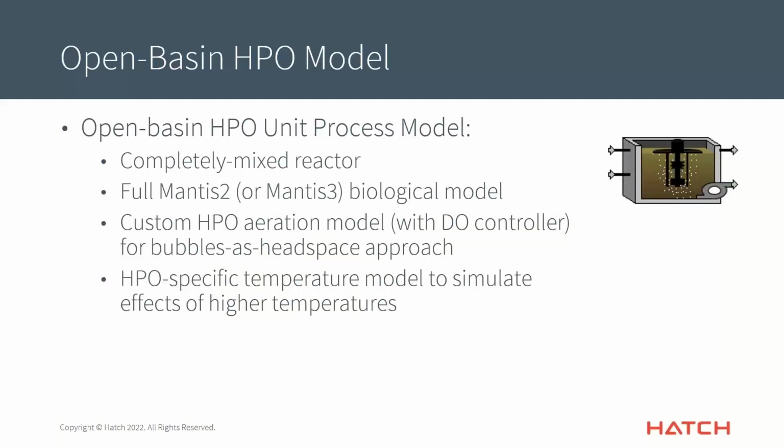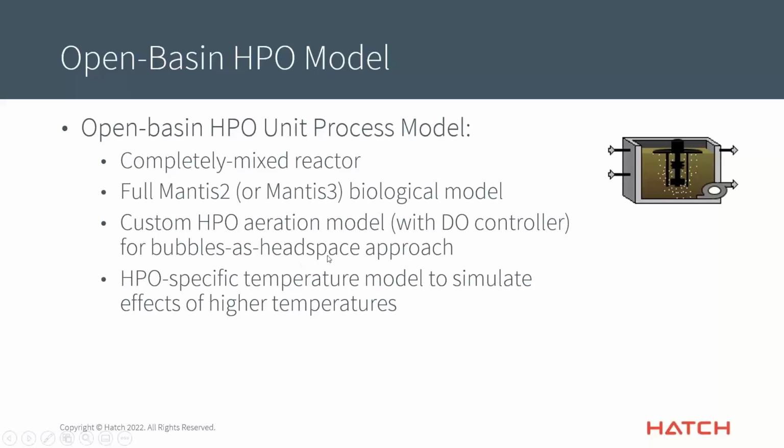This Open-basin HPO unit process model looks like this. It's not a plug flow tank like the Unox one that we were doing. This is a single completely mixed reactor. It has the full Mantis 2 biological model, or Mantis 3 if you happen to be doing greenhouse gas modeling. For those who might not know, Mantis 2 is our standard model. Mantis 3 is basically Mantis 2 plus a few extra forms of nitrogen so that you can model N2 gas release. And then it has a custom aeration model to represent this type of system.